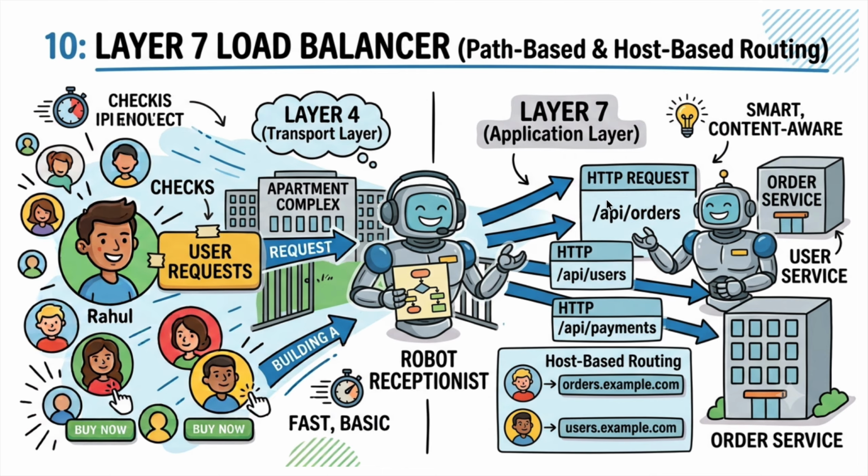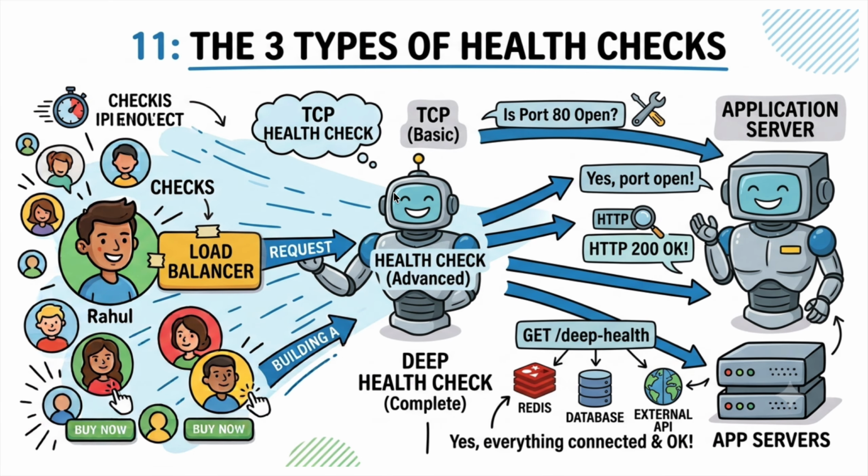Now suppose Rahul requests /api/orders. The request goes to the order service. If it asks for /api/users, it goes to the user service. This is called path-based routing. There's also another one based on domains. For example, orders.example.com can go to one service while another domain can go to another service, and this is called host-based routing. And that's why layer 7 load balancers are heavily used in API gateways and microservices.